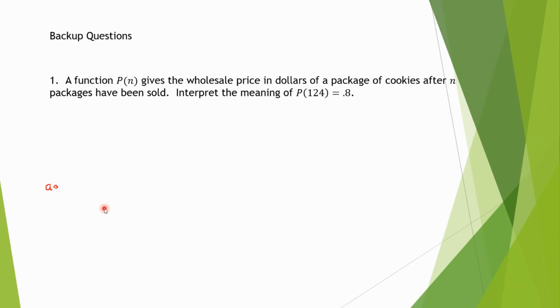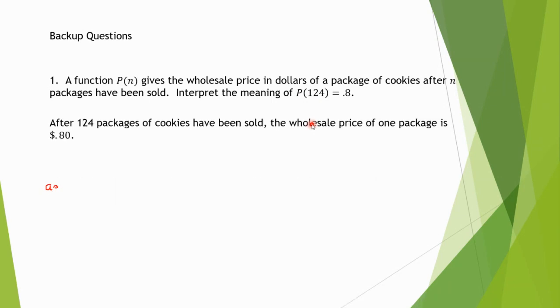So after 124 of them have been sold, P of 124 is the wholesale price, which we have is 0.8. So altogether, this is telling us the wholesale price in dollars of a package of cookies after 124 of them have been sold. And that's 80 cents. Again, there's no calculation there. They're just asking you to understand what this is saying. We can't do any calculation. We don't know what P of n is.